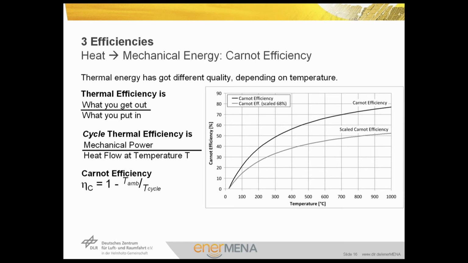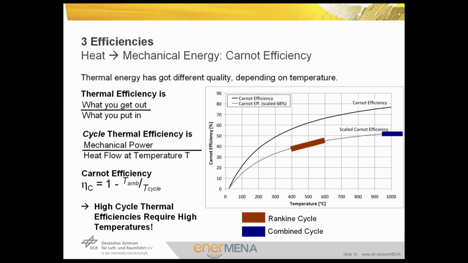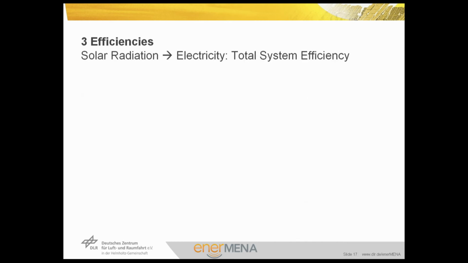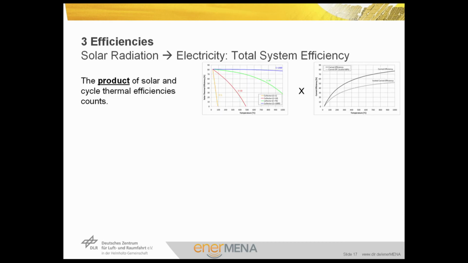A Rankine cycle would have efficiencies between 38 and 45%. A combined cycle would reach efficiencies up to 58%, but requires higher temperatures of about 1000 degrees and higher. So high cycle thermal efficiencies require high temperatures. Finally, the total system efficiency counts. It is the product of solar thermal and cycle thermal efficiency presented before. The total system efficiency is defined as the ratio of electric power and solar radiative flow.